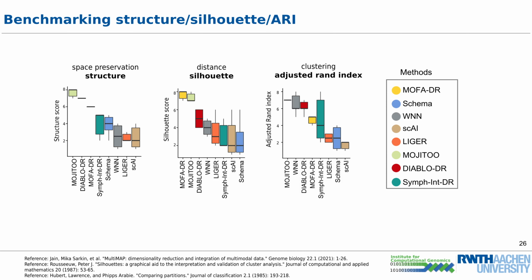So, a quick glance at the ranking of the top 3 metrics. For the latent space preservation, MOJITOO performs the best, and for the distance measure, silhouette score, it is second after MOFA dimension reduction. For the clustering metric, adjusted rand index, MOJITOO is also the best.